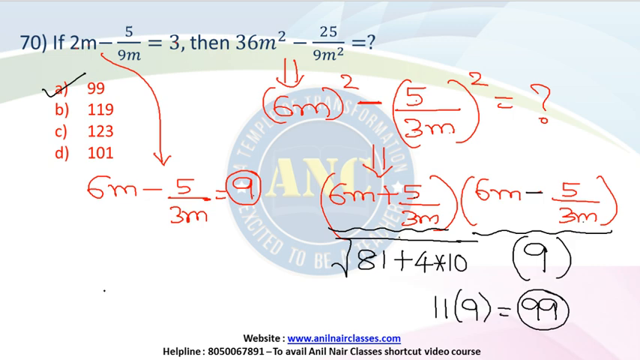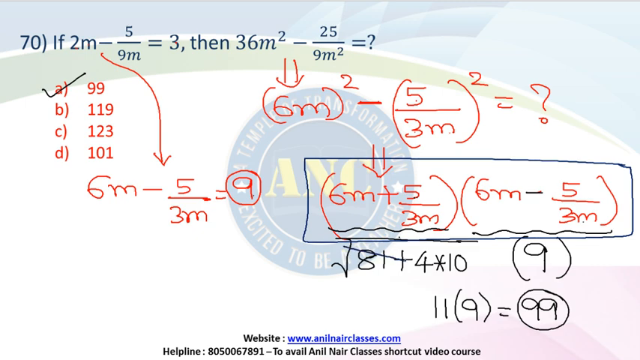But please wake up, sir. You are all A and C students. You should be very, very fast in analyzing. Right after this particular equation is known to you, within seconds, without calculating the 6m plus 5 by 3m value, you should say the answer as 99 for the given options. Why? Because the 6m minus 5 by 3m value is known to us as 9. 9 multiplied by any number, the answer will be a multiple of 9. There is only one option which is a multiple of 9, that is nothing but 99.